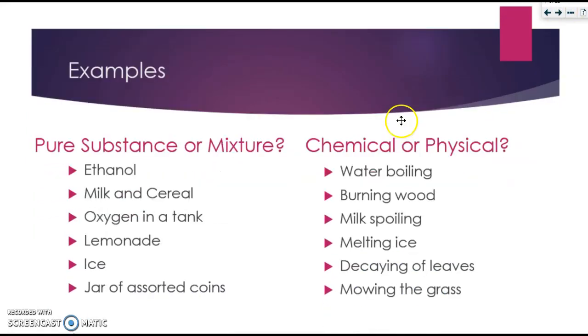Now, what I would like you to do is pause the video and identify if each of these substances is pure or a mixture. If they are a pure substance, identify if they're an element or a compound. If they are a mixture, identify if it is homogeneous or heterogeneous. In addition, identify on the other side of the slide if those examples are chemical or physical. Please pause the video at this time.